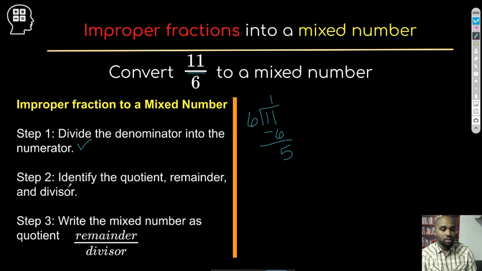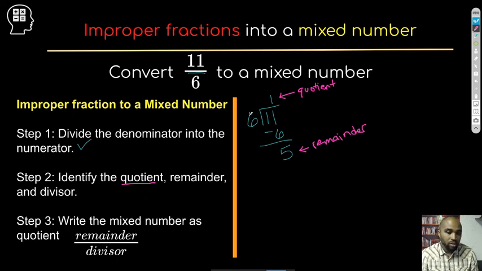So now we get to part 2, and we need to identify what the quotient is. So here's my quotient. Quotient is the answer that I get. And remainder, what's the remainder part? I'll leave it pink. So this is my remainder. And the divisor. So we're dividing 11 divided by what? What is the divisor? So this is our divisor, 6.